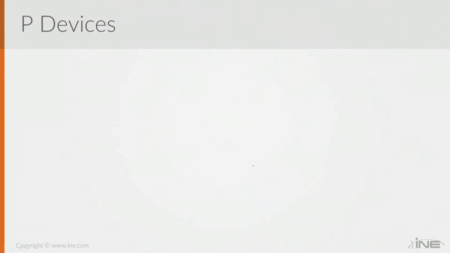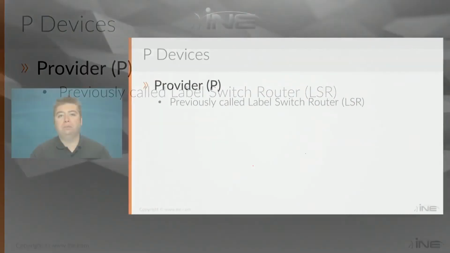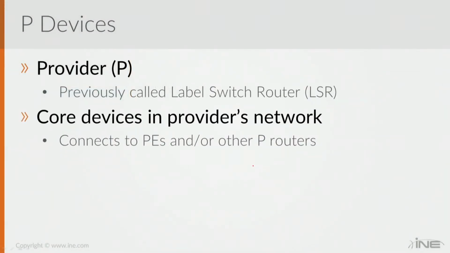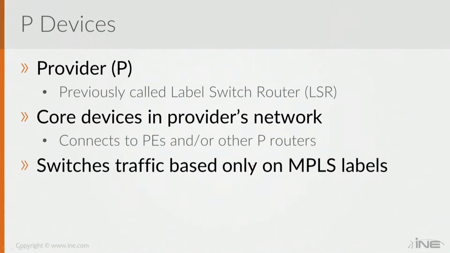Now, the last of these three, the provider device, which again is sometimes referred to as the label switch router, the LSR, is going to be the one that exists only in the service provider core and only has links to either other provider edge routers or to other provider routers. And we'll see the thing that is most important about this is that the P router is only going to be making its decision on MPLS labels.